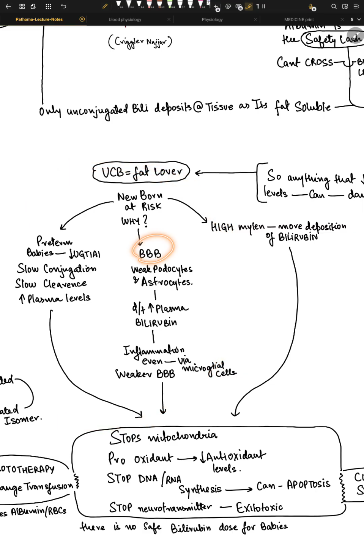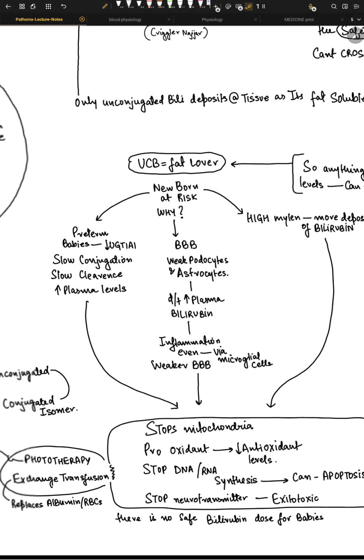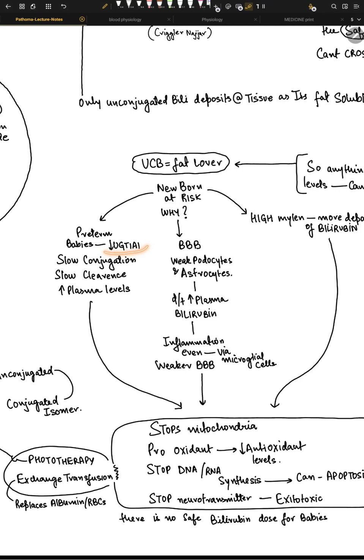So with the blood-brain barrier, because they are preterm, because it's a neonate, they have weak podocytes and weak astrocytes. Both of these are constituents that make the blood-brain barrier, right? They are the forming tools. It's like a raw material for your blood-brain barrier. If you have weak podocytes and weak astrocytes, of course this bilirubin will be able to cross the blood-brain barrier that your baby has. Now, due to less function of this enzyme called UGT1A1, the level of bilirubin will be high in the plasma.